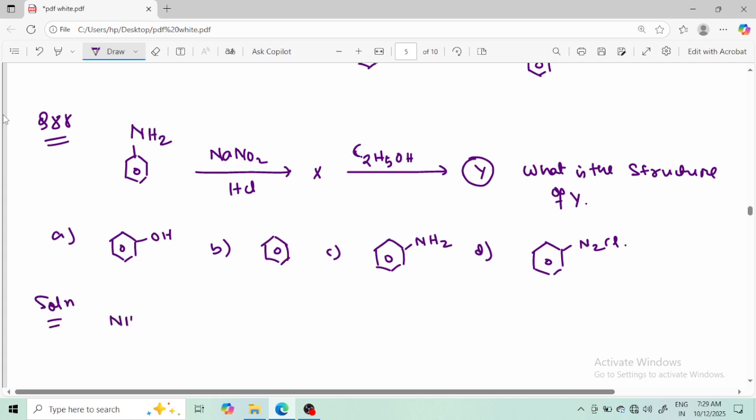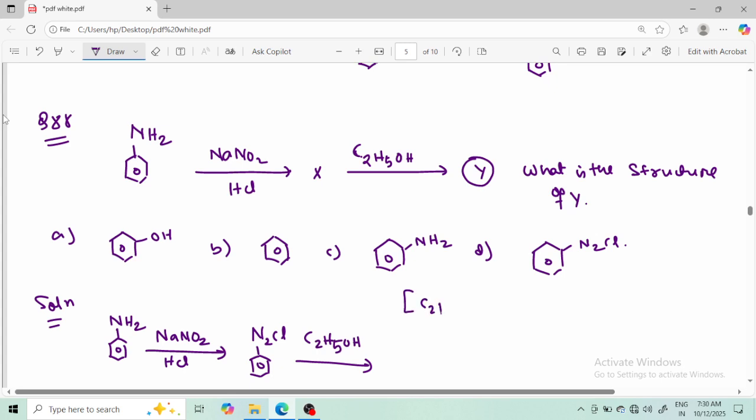In the solution part, NH2 is there and it's reacting with NaNO2 and HCl, right? So this one will be N2Cl. Now again, what is this C2H5OH? We have just now explained, like few questions back, it is nothing but CH3CH2OH. Yes or no? So this whole N2Cl will be removed and you will only have benzene ring. Yes or no? So your option will be this one.